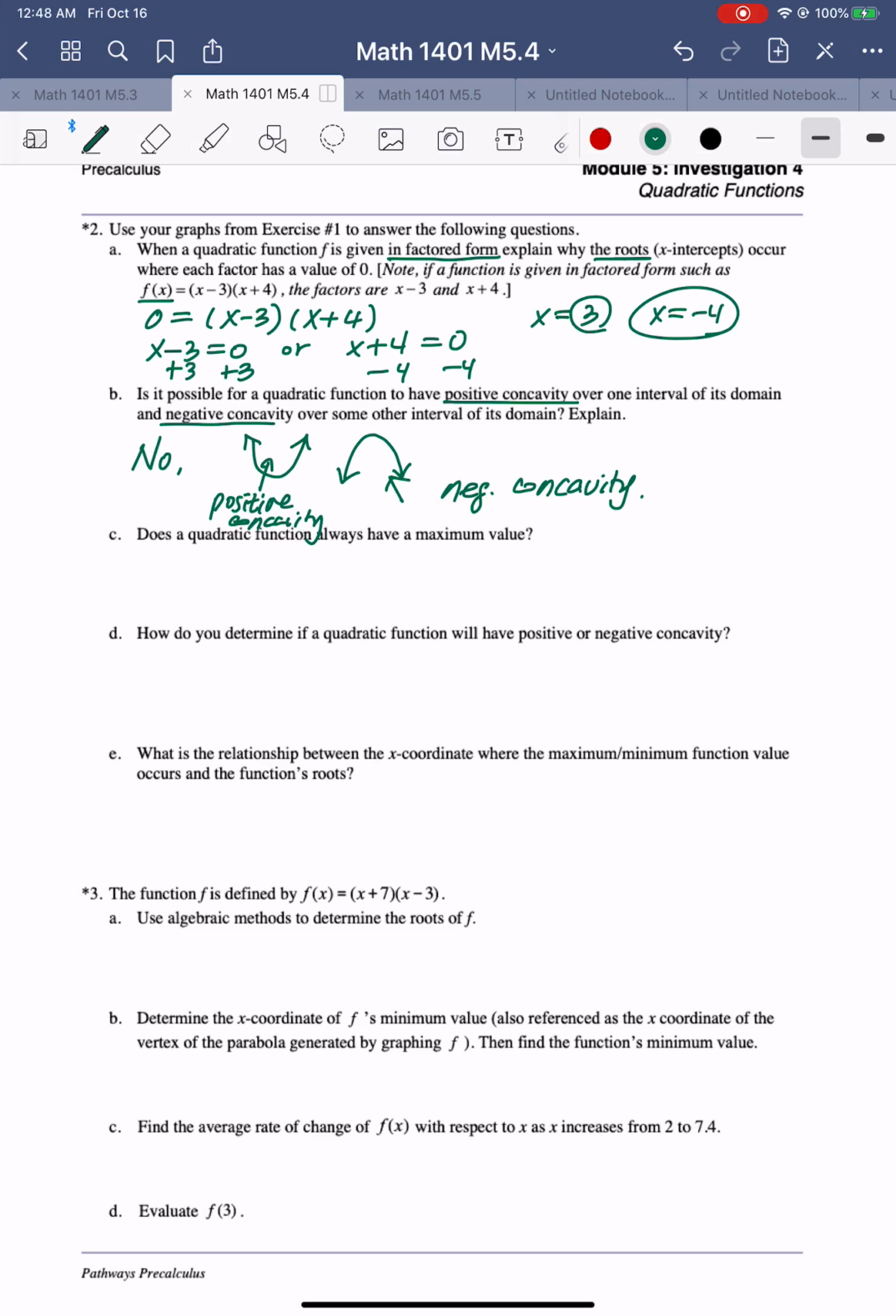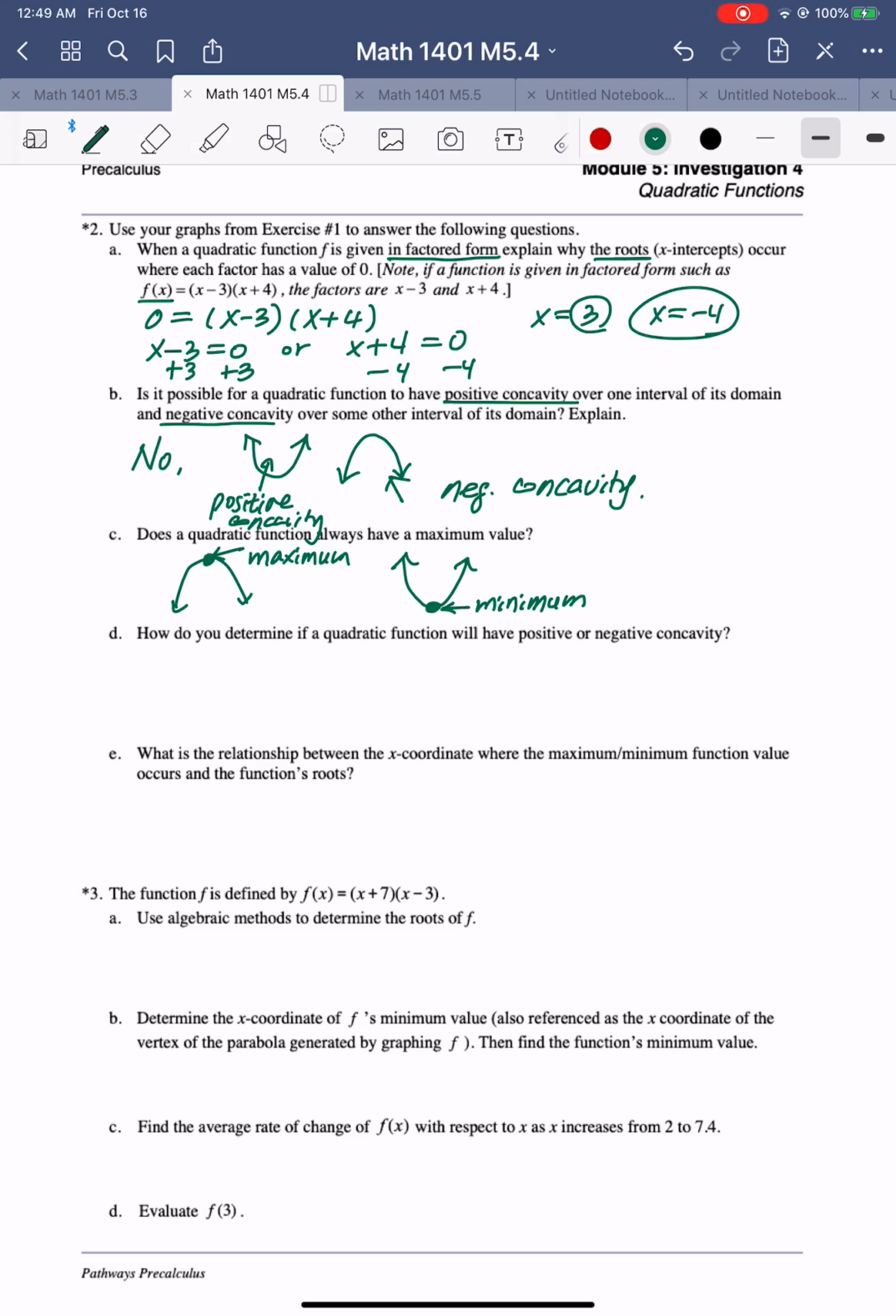C. Does a quadratic function always have a maximum value? Not really, because when you have a downward parabola, the vertex will always give us a maximum. This is the highest place, that's why you're getting a maximum. But when you have an upward parabola, the vertex is the lowest place, so this one gives us a minimum. So sometimes you have a maximum and sometimes you have a minimum at the vertex.